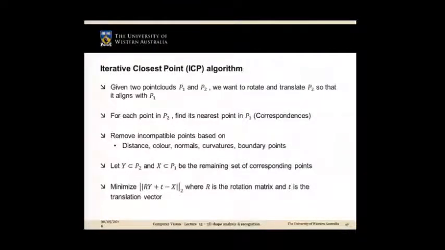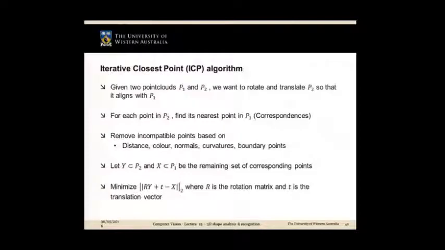Okay, then what happens in ICP? You take all the corresponding points from P1 and P2. Of course, and we call that Y for surface P2, and we call that X for surface or point cloud P1. That's a subset of the points from P1 and P2, right? And so Y and X are the remaining set of corresponding points.